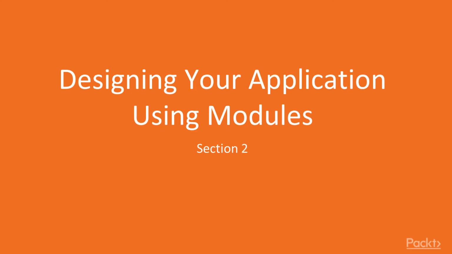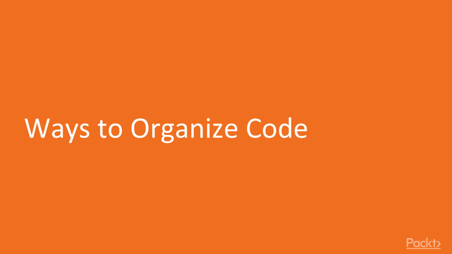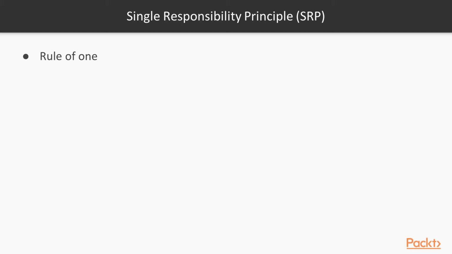In this section, we will take a look at how we can design our application using modules. So we will take a look at the different ways to organize our code. We should start by applying the single responsibility principle to all our components, services, and other symbols.